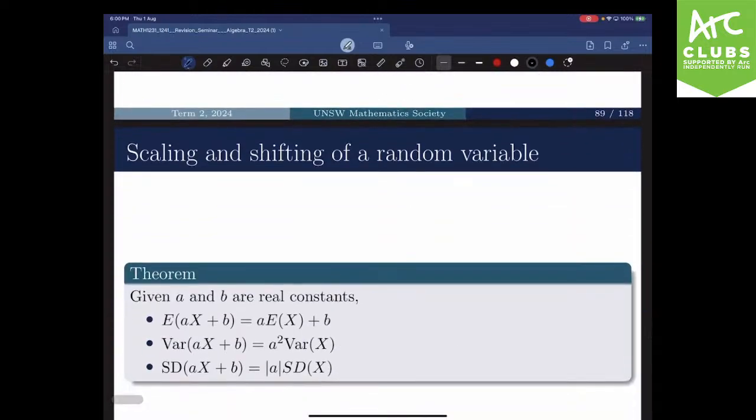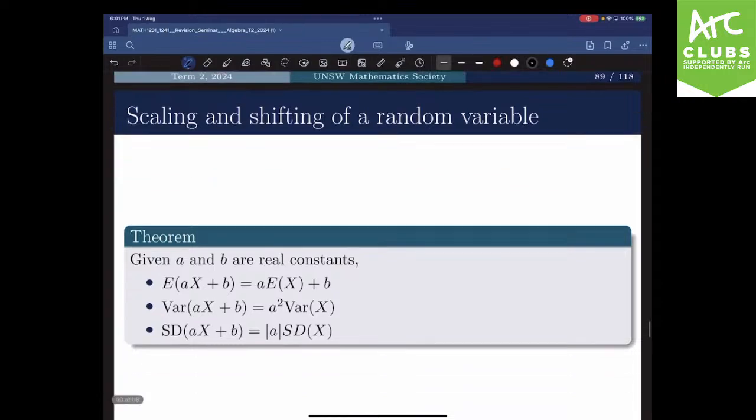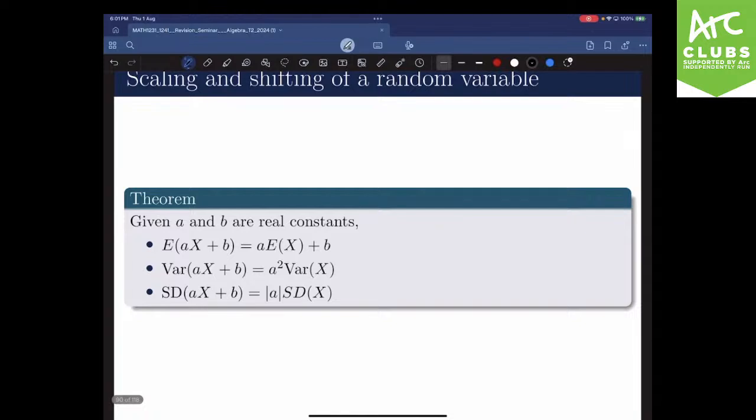Okay, next we talk about the scaling and shifting of random variables. When we multiply random variables by constants or add constants to them, the expected values, variances, and standard deviations are still related to the original ones in some way. For example, the expected value of aX plus b. Firstly, let's talk about this plus b. All my data points have been shifted up by a constant b, so my expected value should be shifted up by some constant b. That should intuitively make sense.